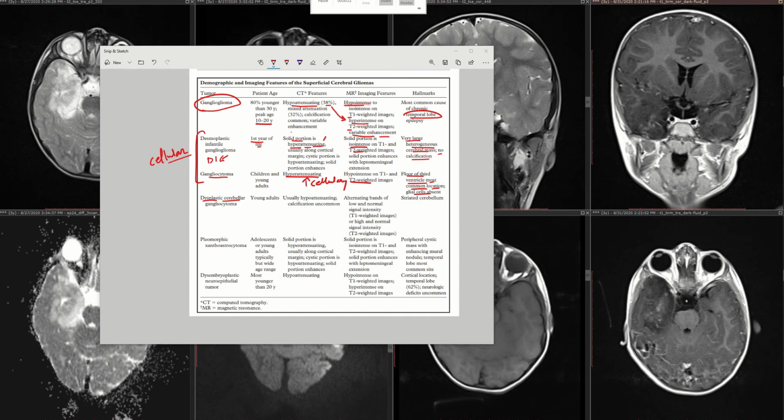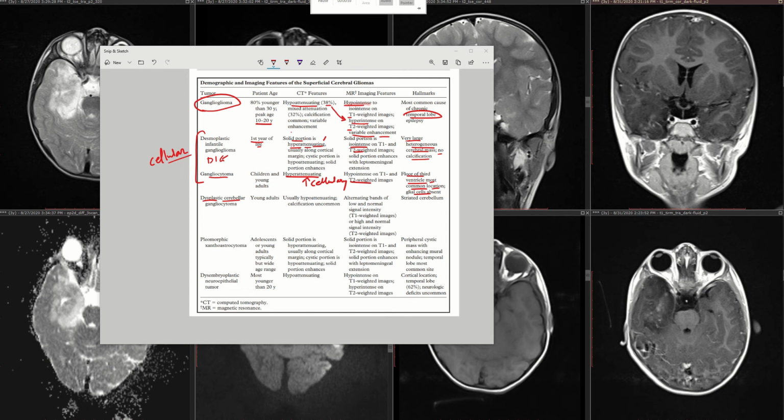Usually it is hypoattenuating and calcification is uncommon. It shows alternating bands of low and normal signal intensity on T1 weighted images and high and normal signal intensity on T2 weighted images. So there are alternating bands and a striated cerebellum, which gives you a very unique look there. So it's a totally different looking lesion, which you won't be confusing with these three.